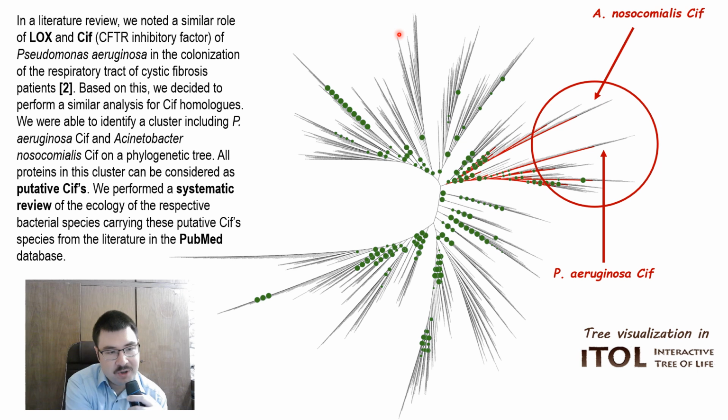In our literature review, we noted a similar role of lipoxygenase and CFTR inhibitory factor, or CIF, of Pseudomonas aeruginosa in the colonization of the respiratory tract of cystic fibrosis patients. This similarity seemed very interesting to us, and we decided to perform a similar analysis for CIF homologs. But we faced a much lower quantity of available data.